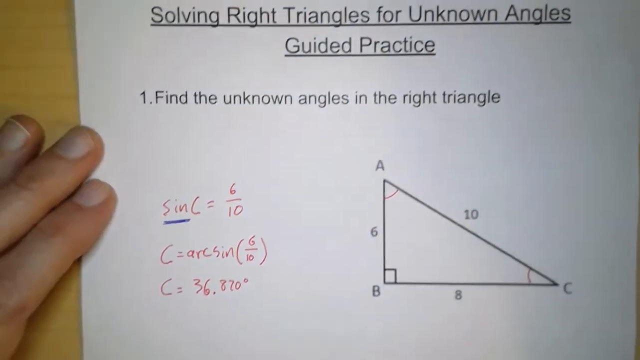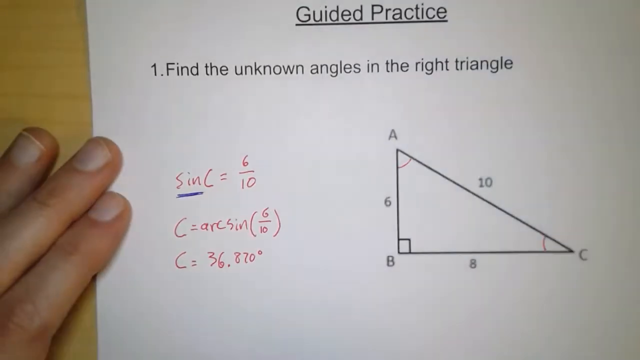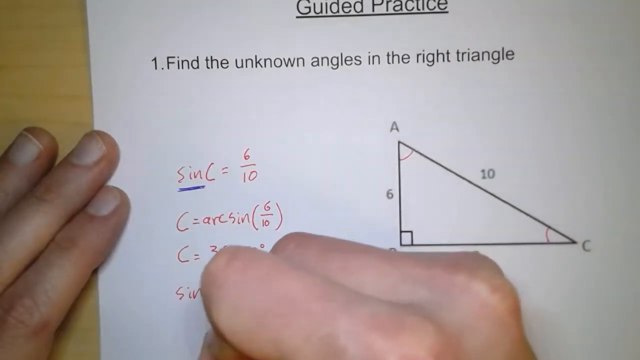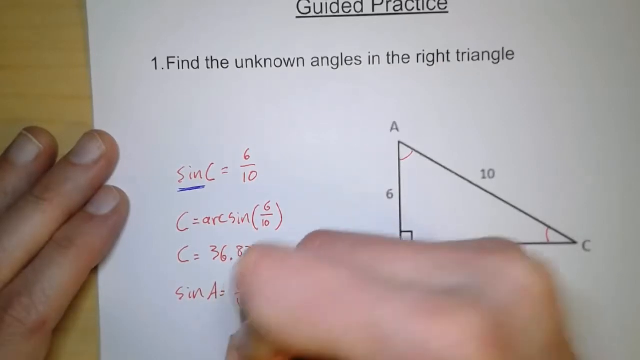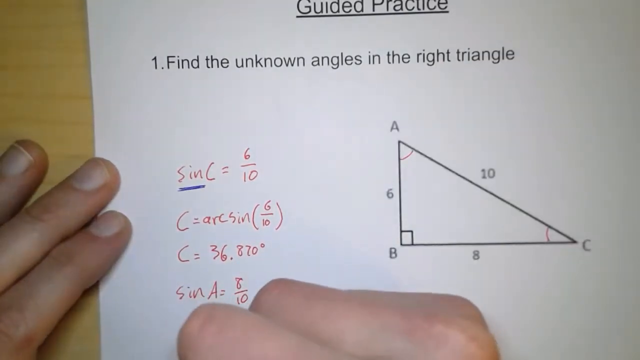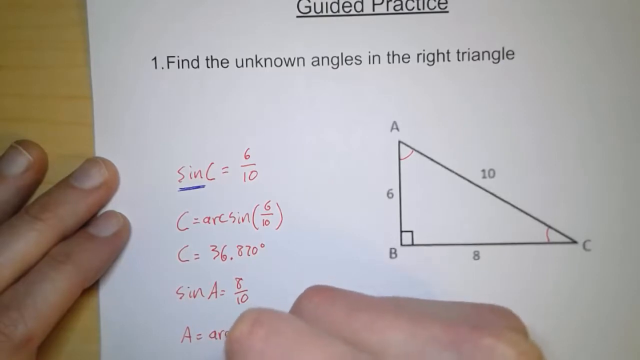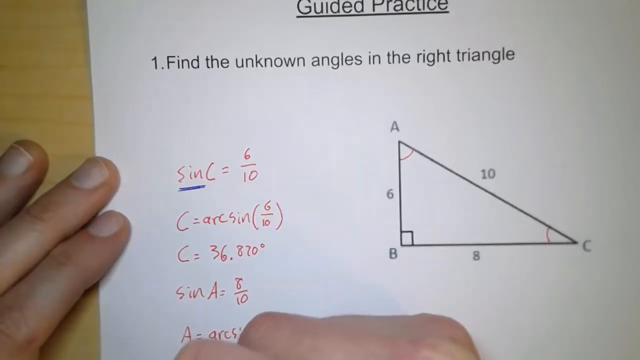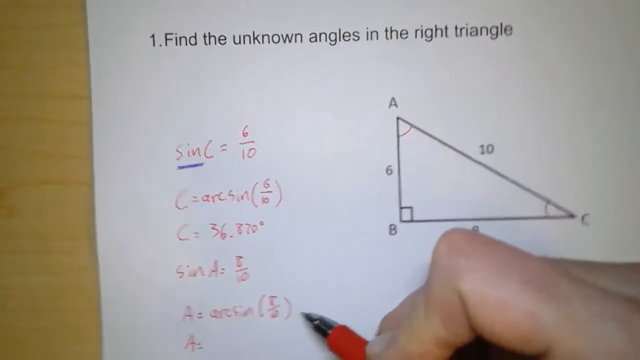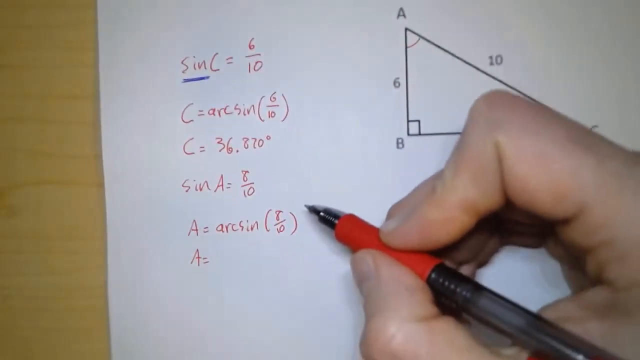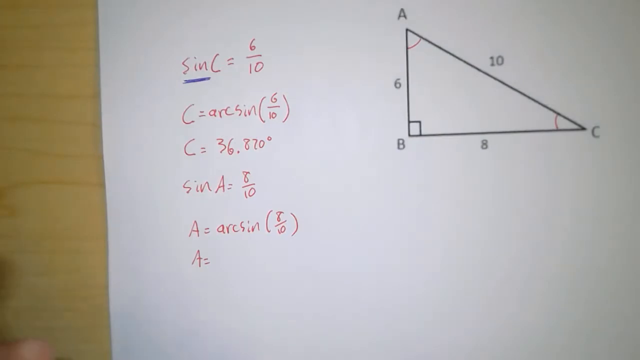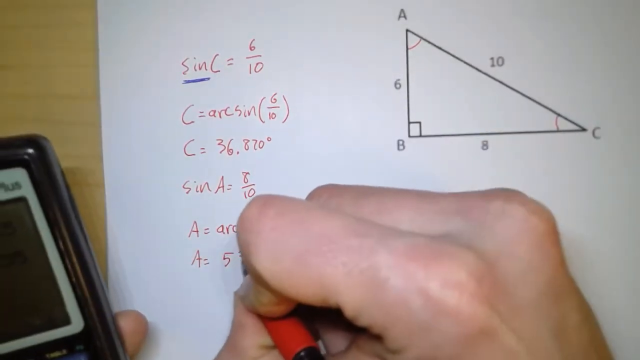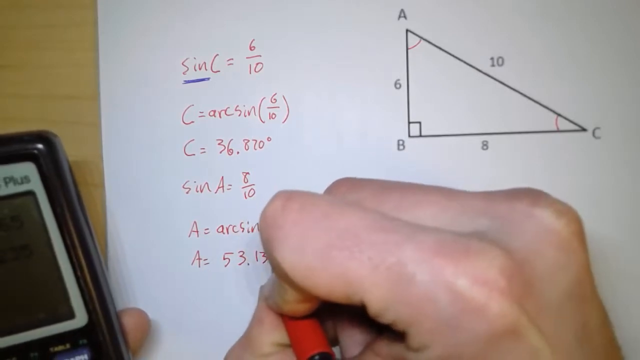And if I want angle A, I can do the same thing. Sine of A equals 8 over 10. So that means angle A is going to equal arc sine of 8 over 10. And this is perfectly fine as an exact answer. But if your teacher wants an approximate answer, we can type that into our calculator. Arc sine of 8 over 10, and that gives us 53.13 degrees.